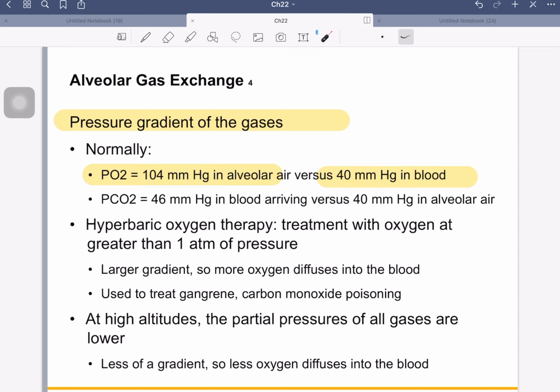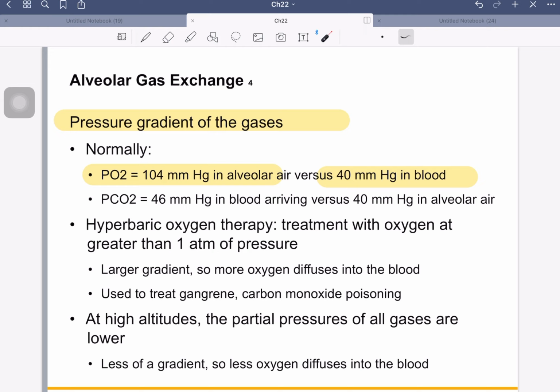Okay. Now the same thing is that when CO2 in the blood arrives at the alveoli, it's got a partial pressure of 46. And in the alveoli, the partial pressure is 40. So there still is a difference. It's not as big of a difference, but that's okay. There's still a difference for an exchange to occur.